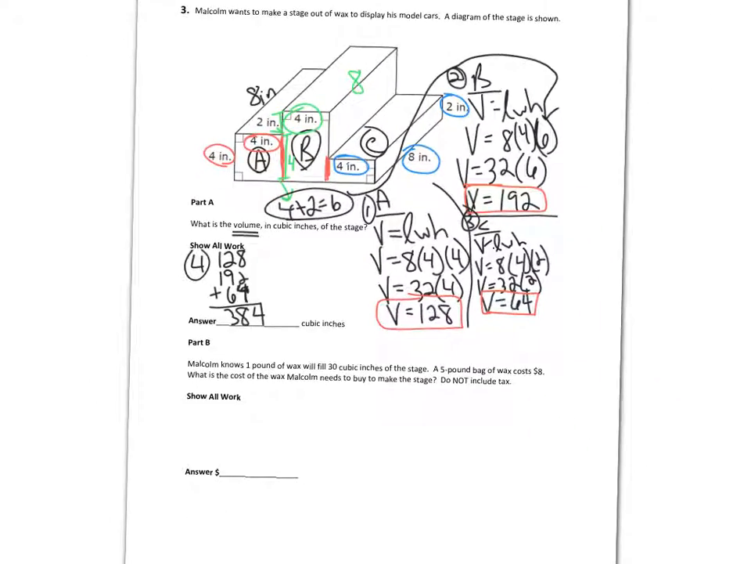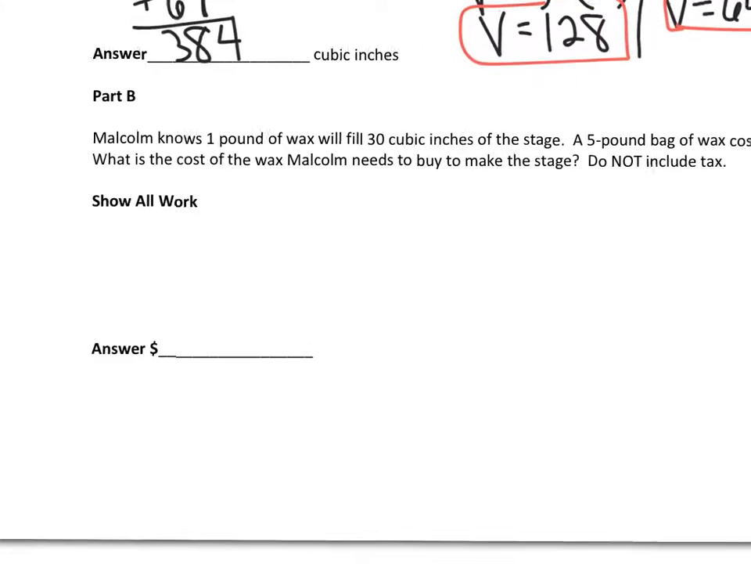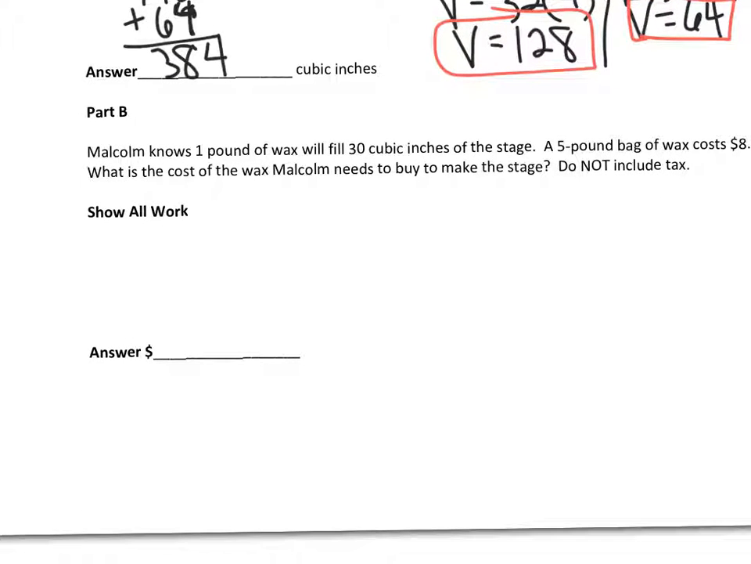So that's part A. If we look at part B, Malcolm knows 1 pound of wax will fill 30 cubic inches. And a 5-pound bag of wax costs $8. What is the cost of the wax Malcolm needs to buy to make this stage? Do not include tax. So we've got 384 cubic inches.